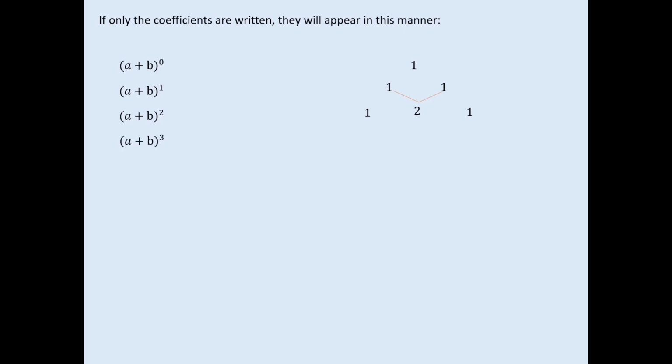Similarly, if you have a plus b cubed, meron tayong 1, 1 of course, that's the other side. Then we'll just simply add the numbers above it. So 1 plus 2, that will give you 3.